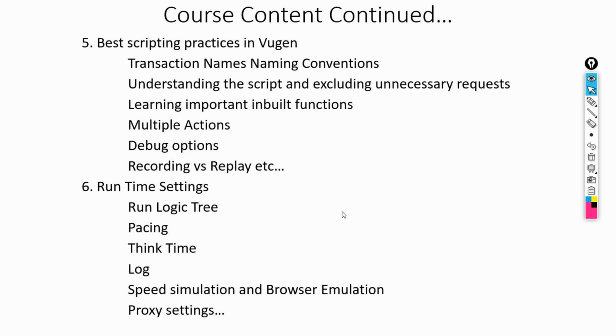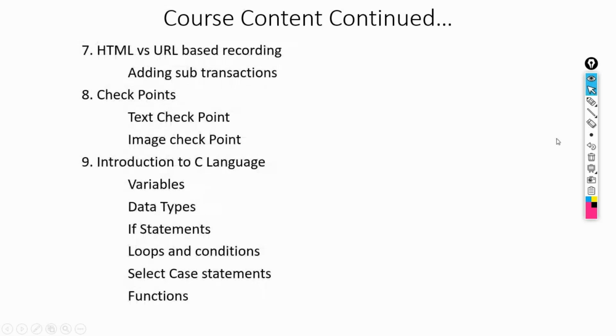Then if you scroll down, you have different modes of recording the script, like HTML versus URL based recording. Then you have checkpoints. Checkpoints is equal to assertions. I don't know if you are coming from an automation background, there you might have learned assertions. It's all about checking for a particular step whether it has passed or failed. So we will discuss those checkpoints, and then this important section again, introduction to C language.